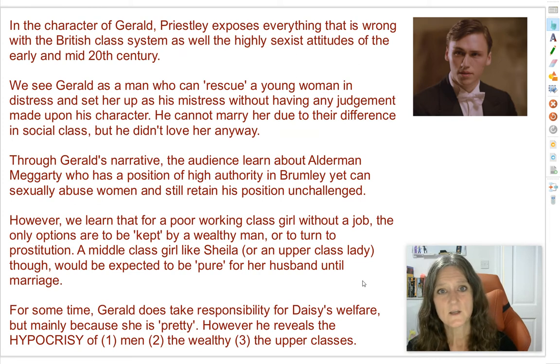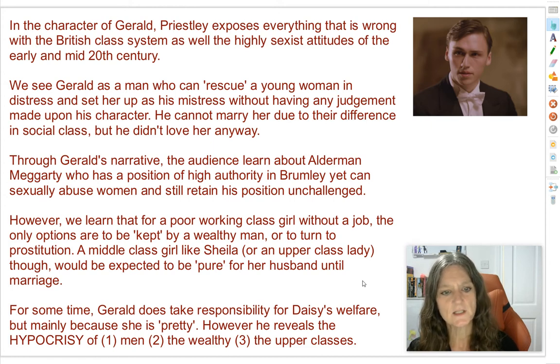It's sexist. It shows a hypocrisy of the upper classes. And yet it's not the hypocrisy which is highlighted. It is the young girl who's in this terrible position. She's the one who gets judged.